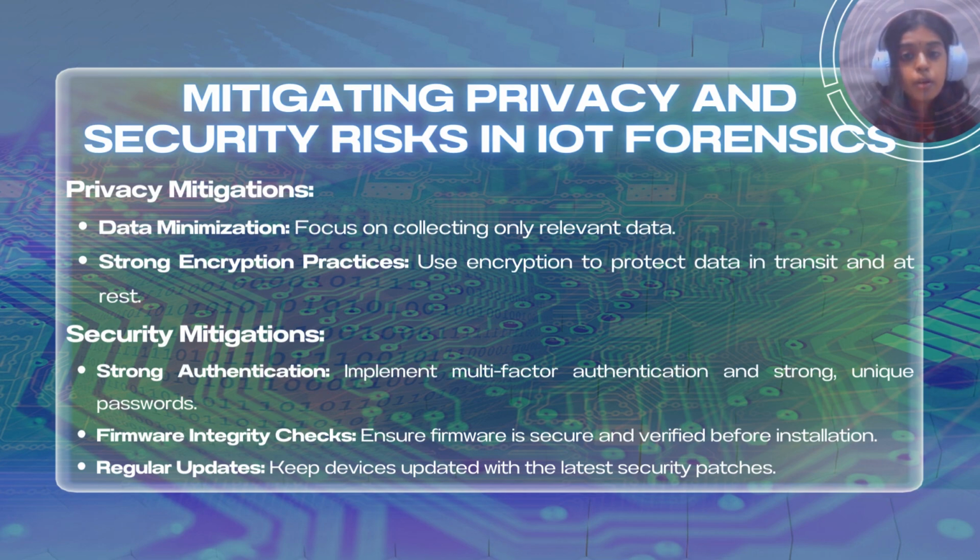Now, let's talk about how we can reduce these privacy and security risks. For privacy, we should focus on data minimization. This means collecting only the data that is important for our investigation. Doing this helps protect people's privacy. Another important step is using strong encryption practices. Encryption keeps data safe when it is being transmitted or stored. For example, with end-to-end encryption, even if someone intercepts the data, they can't read it without the proper decryption key.